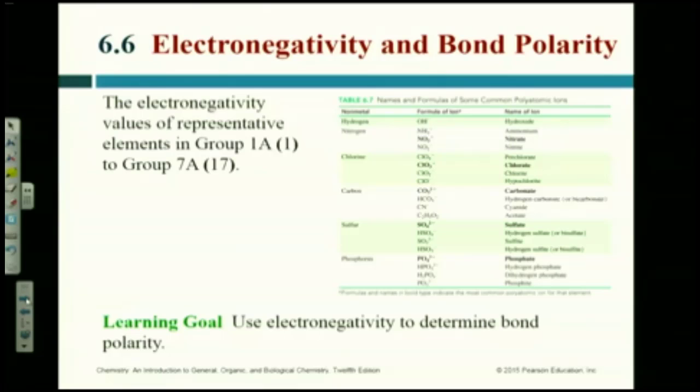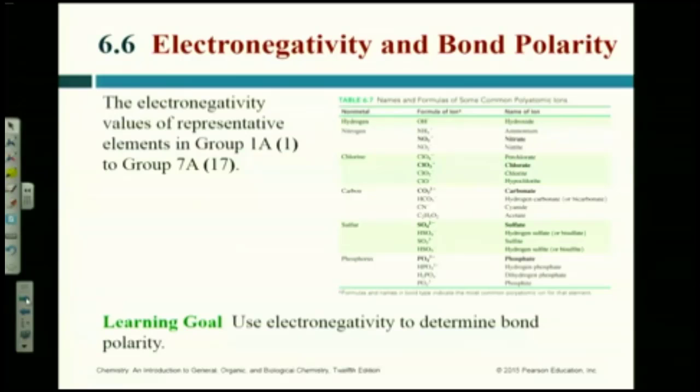No. No. How do we know if the sharing's equal or not? That's a good question, isn't it? If the sharing's equal, it means something about the compound. If it's not equal, it means something else about the compound. So we have to determine, is it shared equally or not?